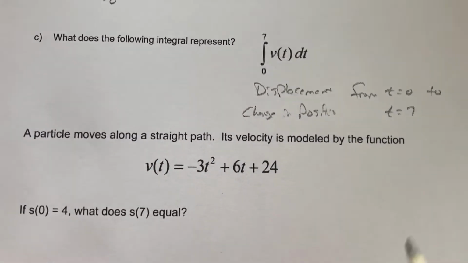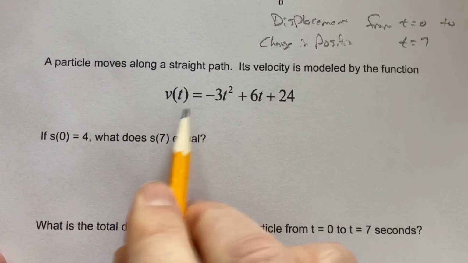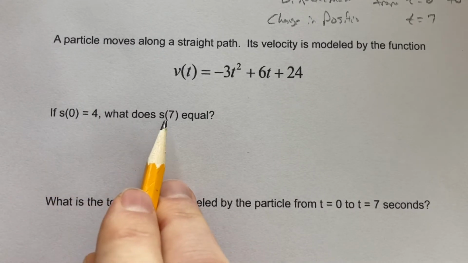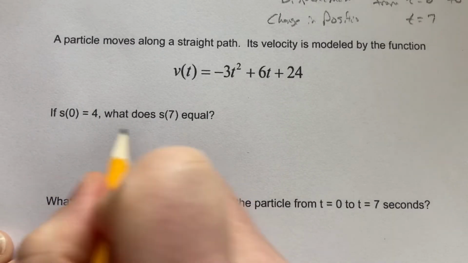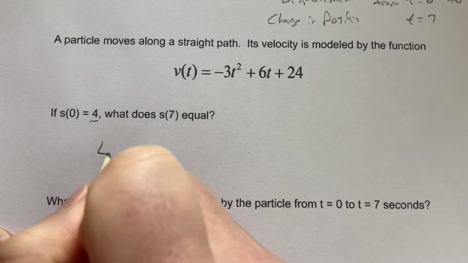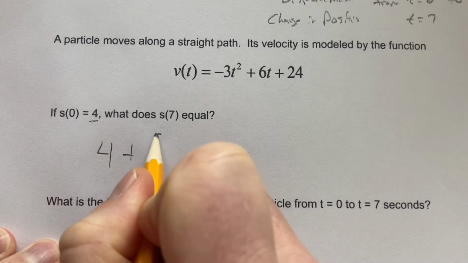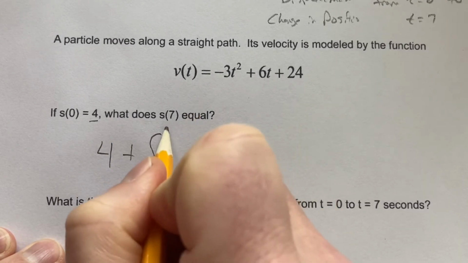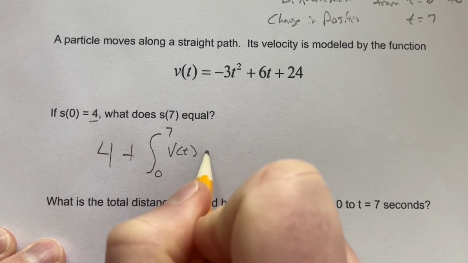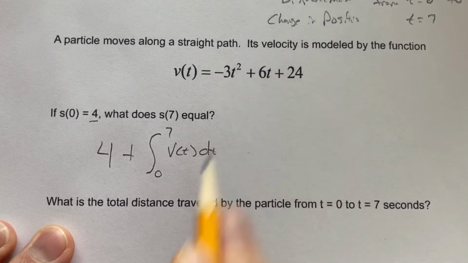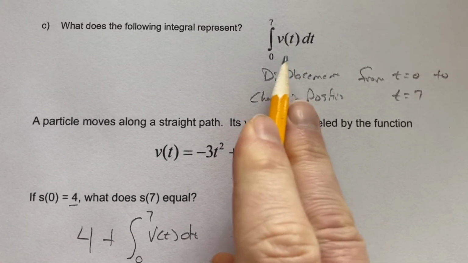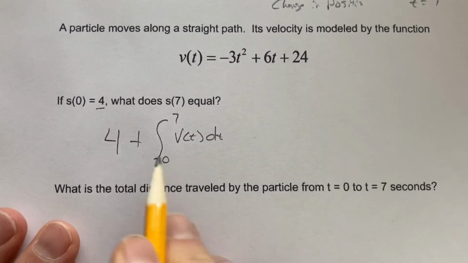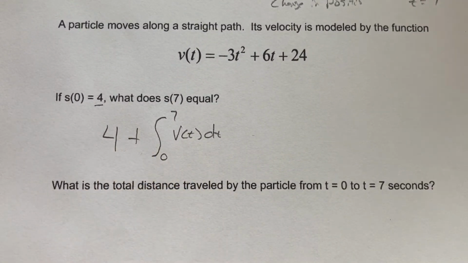Then we switch over. Now we're looking at a different velocity equation. And we're told that the position at 0 is 4. What does the position at 7 equal? So we're going to start with our initial position of 4 plus how my position changed from time 0 to time 7. And again, we just described that exact same thing. We said that this represents the displacement, or the change in position. And now we want to use that to see how our position changed.